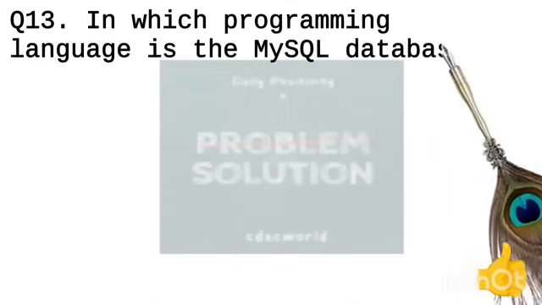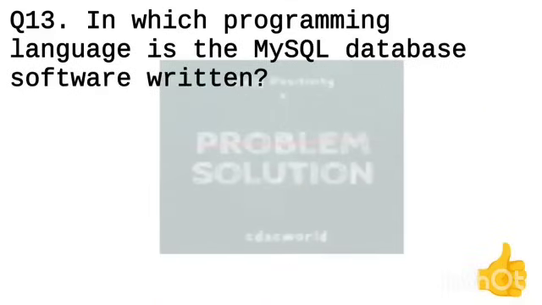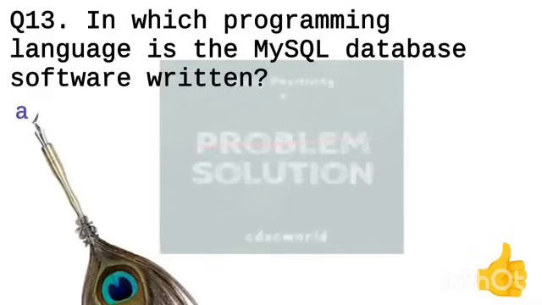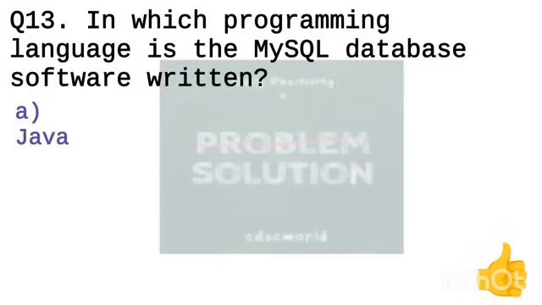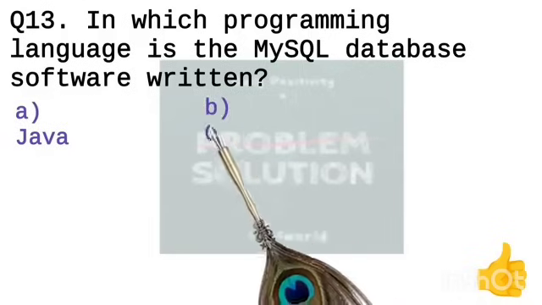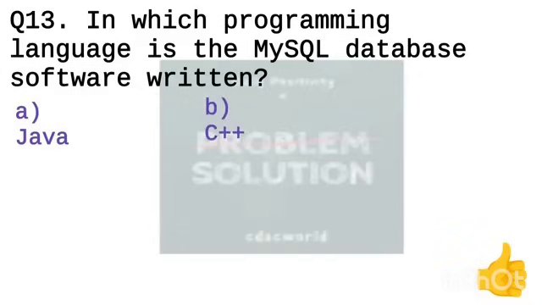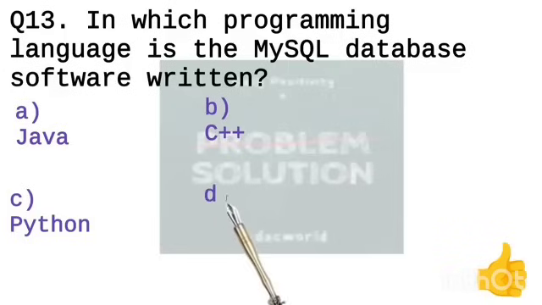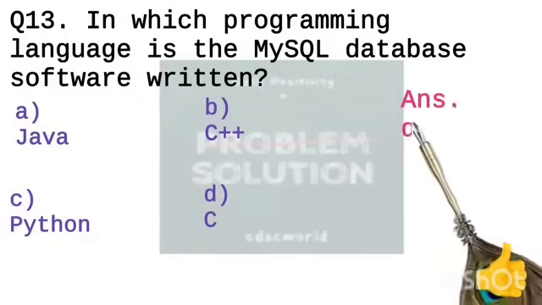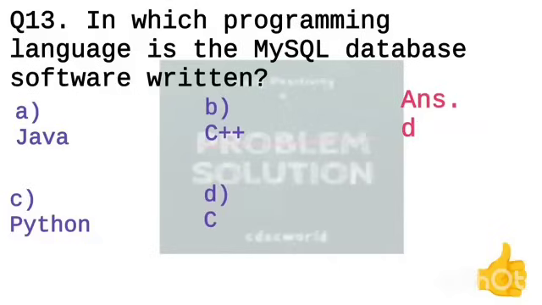Query number 13. In which programming language is the MySQL database software written? Option A Java. Option B C++. Option C Python. And option D C. And the answer is D, C language.